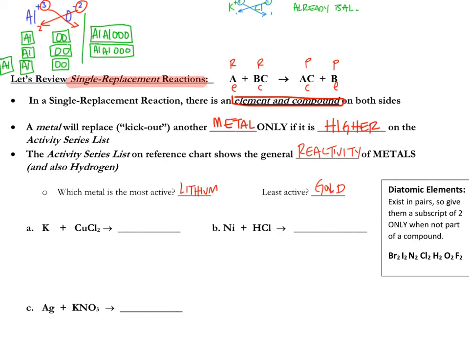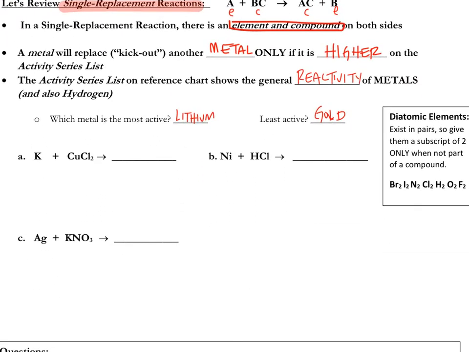All right. So let's look at our first single replacement reaction. So I've got K plus CuCl2. So potassium plus copper chloride. All right. So potassium is a metal. Copper is a metal. Chlorine is a non-metal. Okay, so metals can only replace other metals. So potassium can only replace copper.